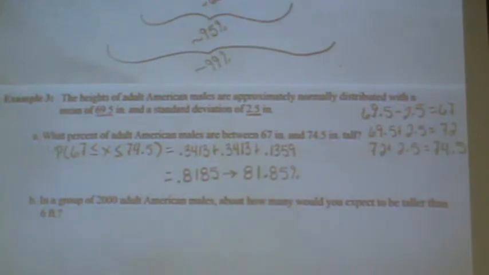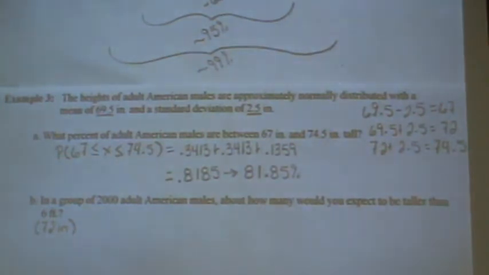So we know that there are 12 inches in a foot. So we're going to take 12 times 6. So this is actually 72 inches. So we want to know all of the adult American males that are taller than 72 inches. So we're looking at the probability of having someone taller than 72 inches.